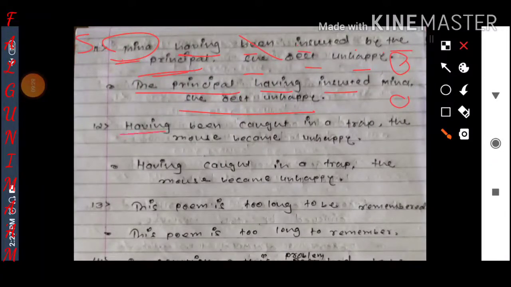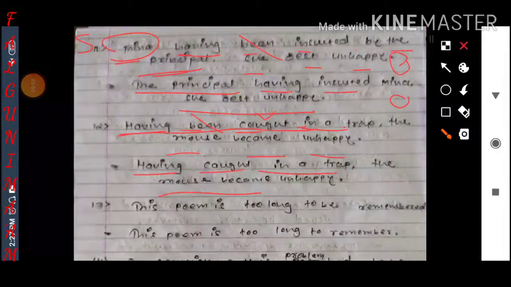12th one, having been caught in a trap, the mouse became unhappy. Again find your subject and object. Students, I am not getting any subject and object in this sentence. I have only and only verb. So I'll write this sentence like this: having remain having, been removed, caught remain caught, in a trap remain in a trap, and the mouse became unhappy. Why is there no more change? Because we do not have any subject and object which is clearly visible in the previous first sentence. That's why we have just removed been and written the sentence as it is.